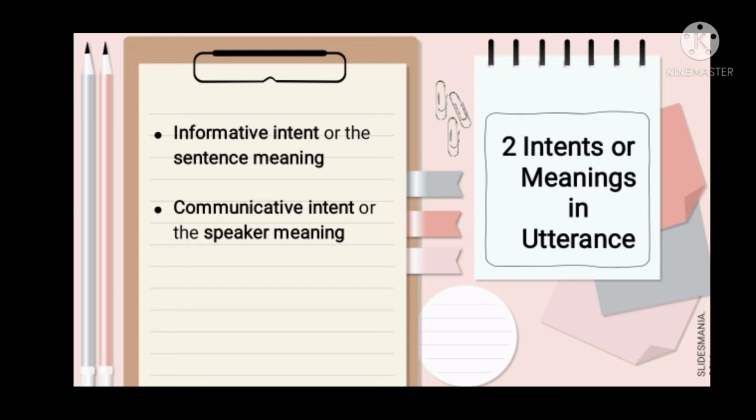There are two intents or two meanings in utterance. The first one is informative intent or the sentence meaning. It hopes that the audience is made aware of something. And the other type of intent is communicative intent or the speaker meaning. This intention is about letting the audience realize the purpose of communication.